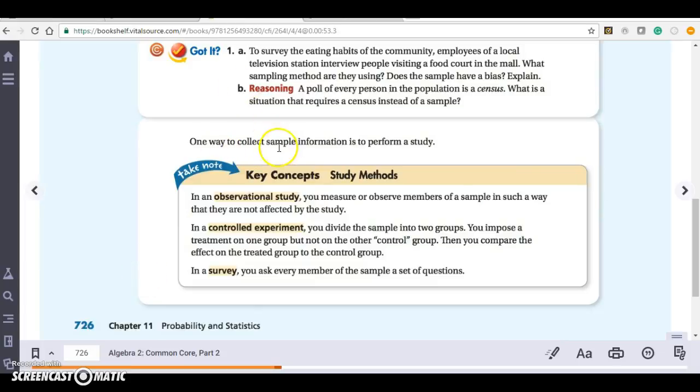All right, one way to collect sample information is to perform a study. So an observational study is where you measure or observe members of a sample in such a way that they are not affected by the study.